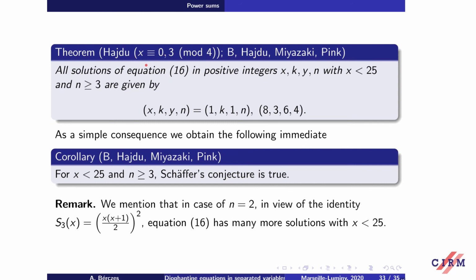However, Hajdu initiated the investigation of this equation for fixed values of x. For values of x which are smaller than 25 and are congruent to 0 and 3 mod 4, he computed all the solutions, and together with Hajdu, Miyazaki, and Pink, we extended this result for the cases when k is congruent to 1 or 2 mod 4. In principle, this shows that we proved the Schäffer conjecture for x smaller than 25 and n larger or equal to 3.